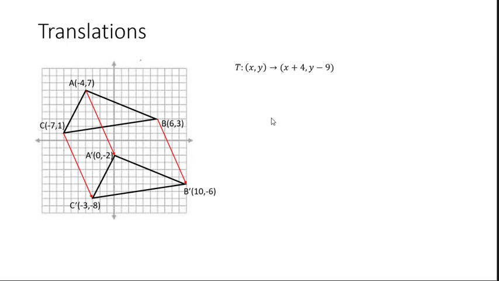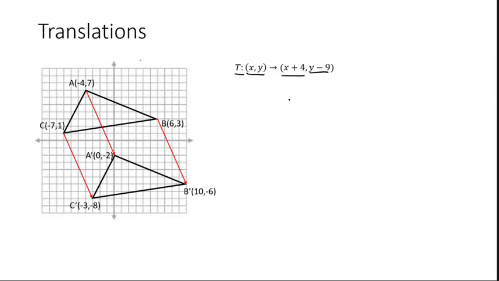So we can write this translation in the following manner. Here in the mapping notation, we can call this T colon, where T stands for translation. And what we're doing is we're mapping the point (x, y) over here, where now for x you have to add 4, and for y we have to subtract 9. So this would be a way to describe this translation, with this mapping notation.